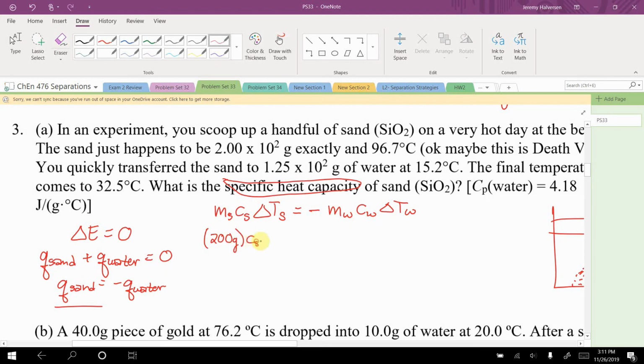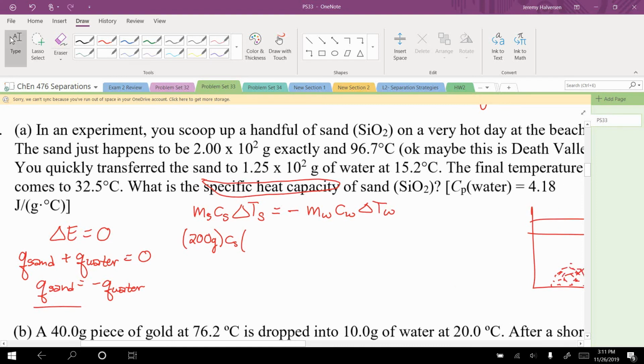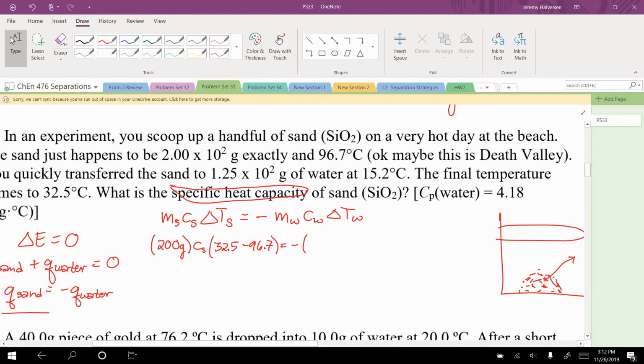I'm looking for the specific heat capacity of my sand. Change in temperature of my sand: well, it says that it started at 96.7 degrees Celsius and it's going to end at 32.5. So 32.5 minus 96.7. Remember, change is final minus initial. That's going to equal negative mass of my water. So they tell you 125 grams. Should have labeled this as degrees Celsius.